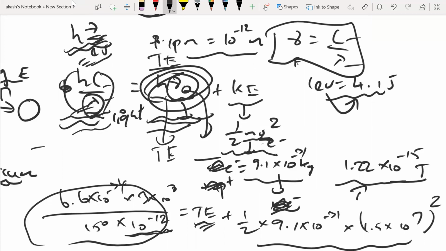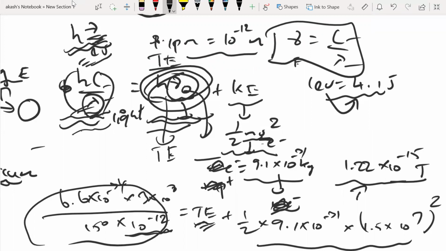Sir, actually the answers are varying, depending on Planck's constant value. If we take it as 6.6, the answer is coming different. If we take it as 6.62, it is coming different. If we take it as 6.626 or 6.634. Yes, I understand. That definitely will be different.